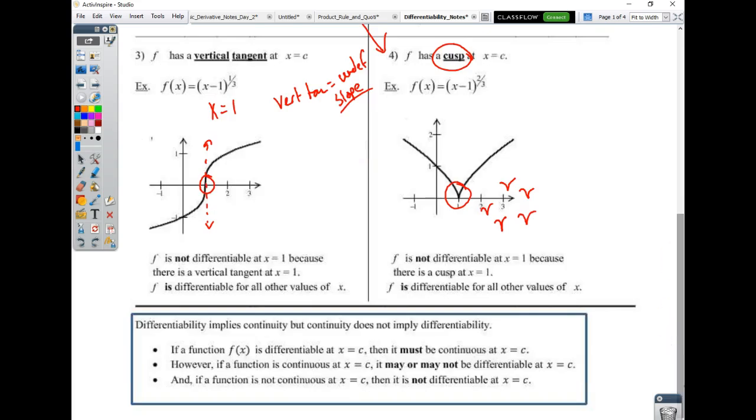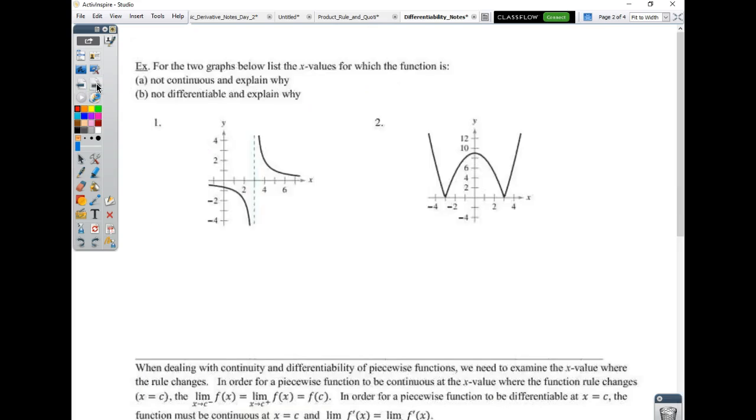Now, I mentioned something about continuity. Differentiability implies continuity. If there's a hole, a jump, or an asymptote, you cannot be differentiable because you're already not continuous. However, this is an if-then statement, not an if and only if. Differentiability implies continuity, but continuity does not imply differentiability. That is going to be a big deal, and it's something they're going to expect you to know.